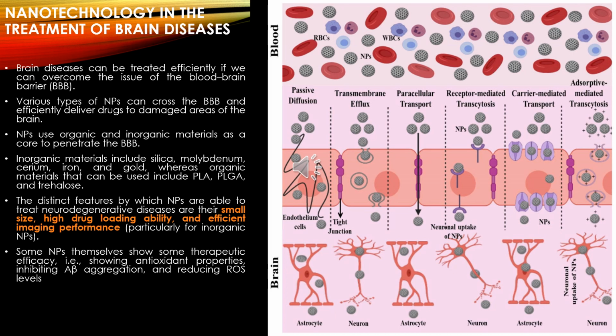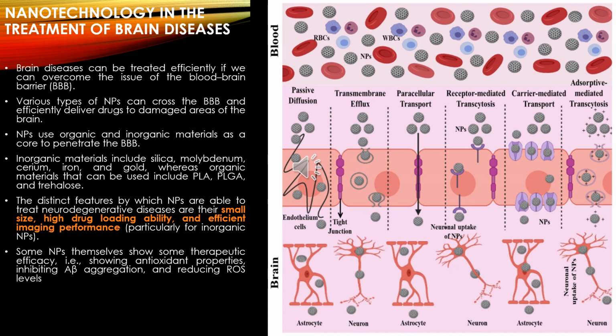We call them zwitterions, neutral nanoparticles. These kinds of nanoparticles will have greater circulation time when compared to positively or negatively charged nanoparticles. So once these nanoparticles overcome the blood-brain barrier, they can be used in the treatment of several neurodegenerative diseases, as I mentioned before, like Parkinson's disease, Alzheimer's disease, and many others. So this is how the nanoparticles work.